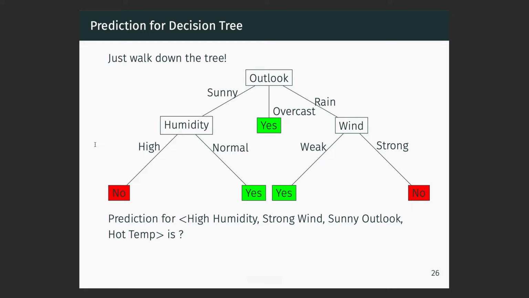So fairly trivial, right? You look at all the attributes. You look at the attribute which is at the root, which is outlook. You have sunny outlook. You walk down this branch, outlook equal to sunny. You have high humidity. You walk down, outlook equal to sunny and humidity equal to high, and the prediction is no. Interestingly, the other observations weren't even useful in this case.